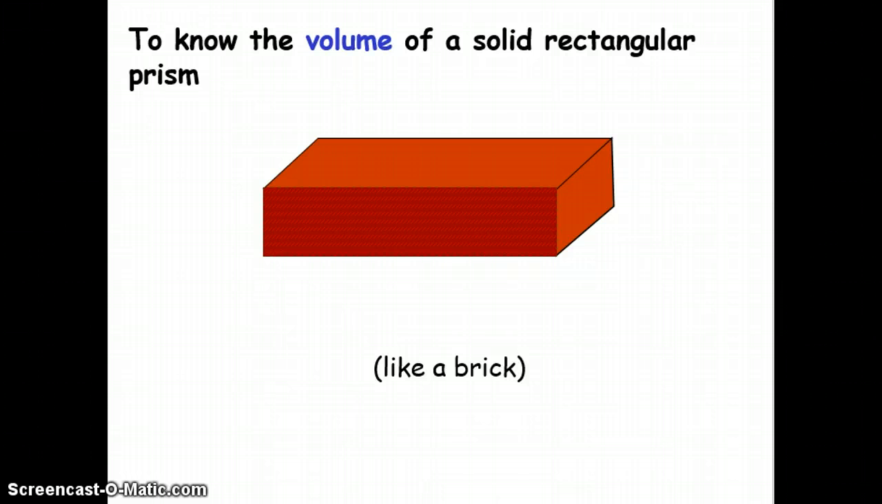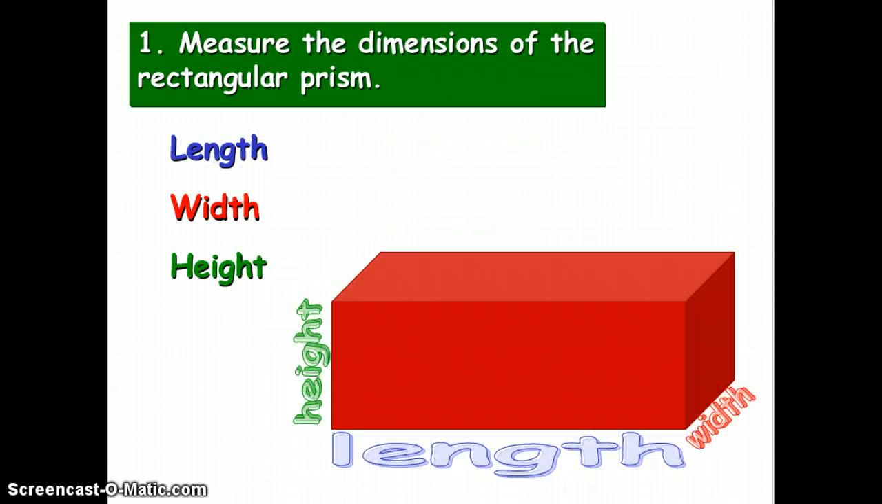We can find the volume of two different types of objects. The first type of object is one with a regular shape. This is like a brick. A brick is a solid rectangular prism. In order to figure out its volume, we need to measure its dimensions. We need to measure the length, the width, and the height.